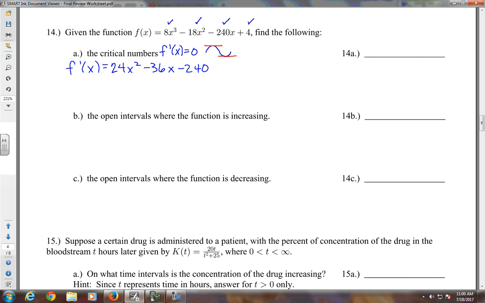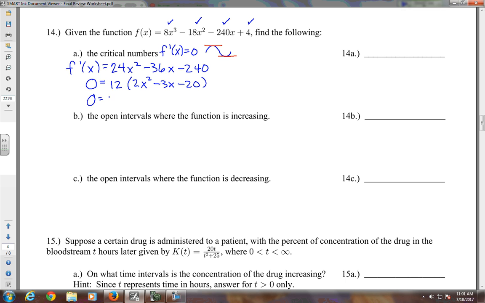Now, we want to set our derivative equal to 0 and solve for x. This will produce the critical numbers. Notice each of these terms in our derivative has a common factor of 12. So let's factor out the 12. That's going to leave behind 2x squared minus 3x minus 20. This makes our numbers a little smaller and easier to work with.